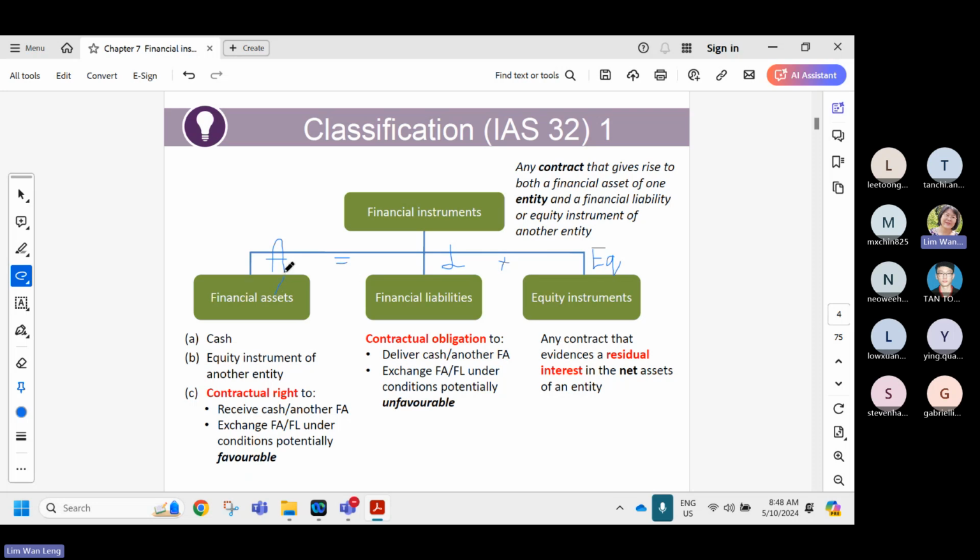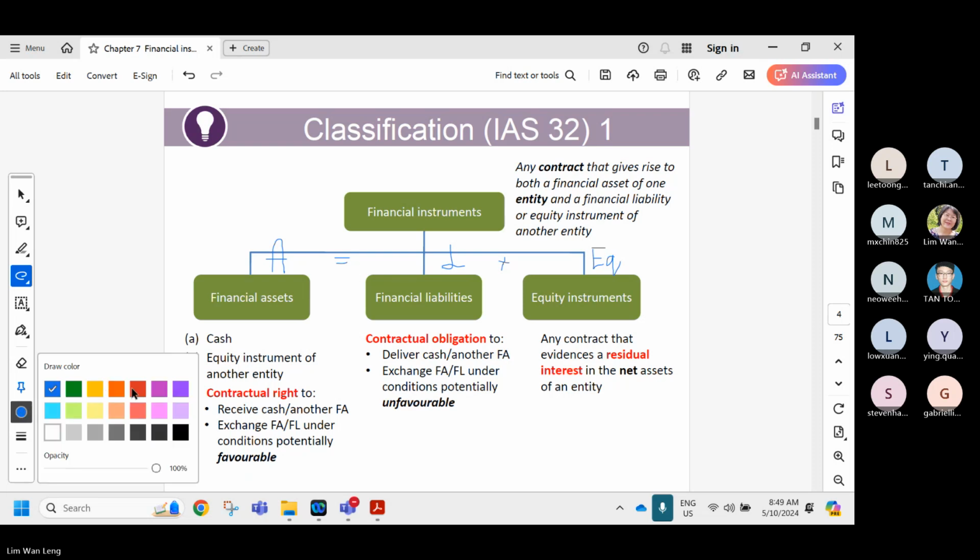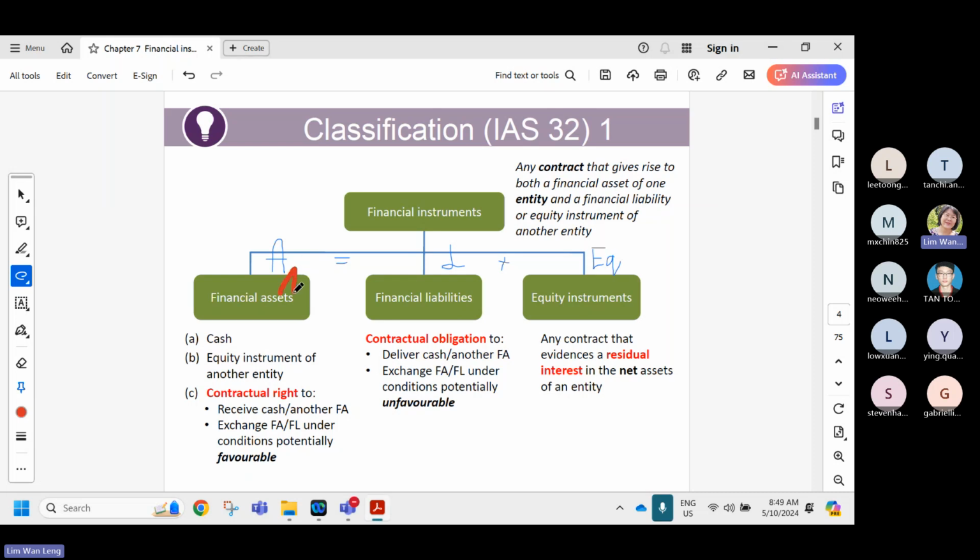So when you take the assets minus the liability, maybe I should thicken the pen, otherwise you can't see. Let me see, does it make a difference? Oh, okay, too thick.